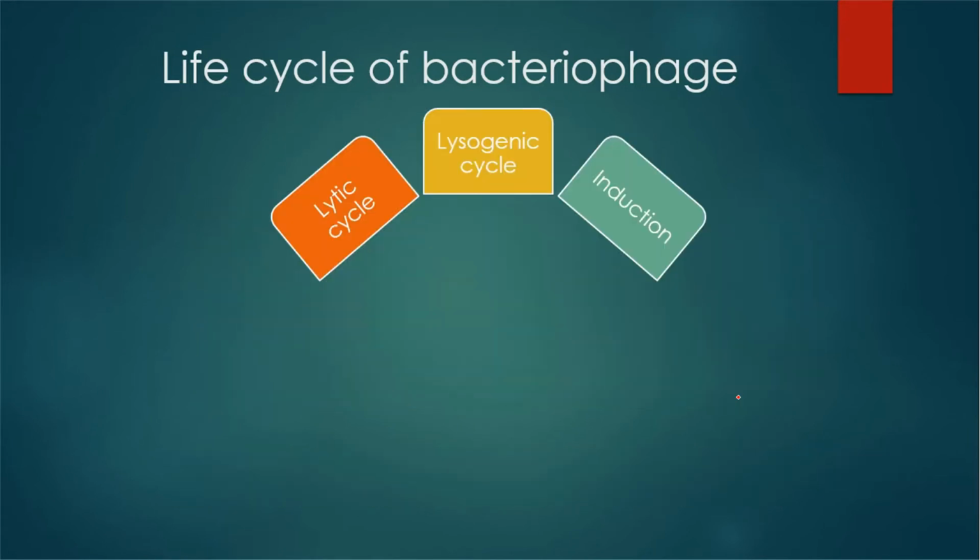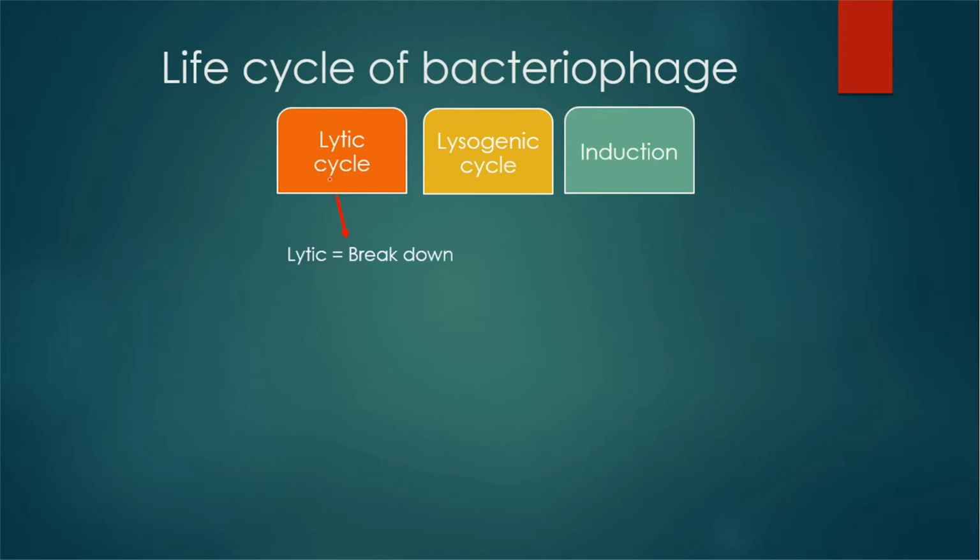After the entry of genetic material into the bacterial cells, there are three phases. One is the lytic cycle, the second is the lysogenic cycle, and the third is induction. Let's study one by one. The lytic cycle: here the word lytic means breakdown. It means in the lytic cycle, the breakdown of bacterial cells takes place.